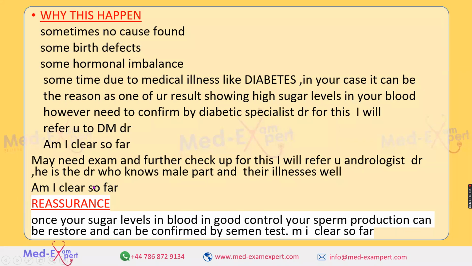Reassurance. Mr. Smith, once your blood sugar levels are under good control, your sperm production can be restored and can be confirmed by a semen test. Am I clear so far?